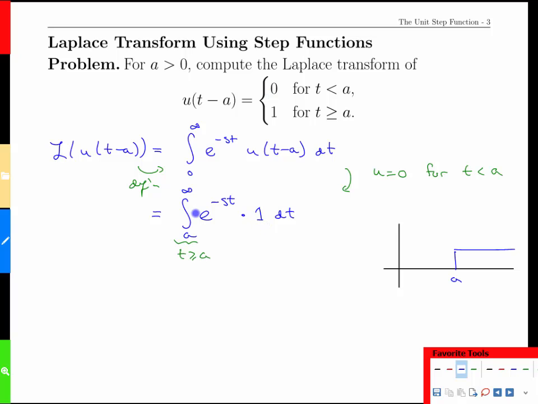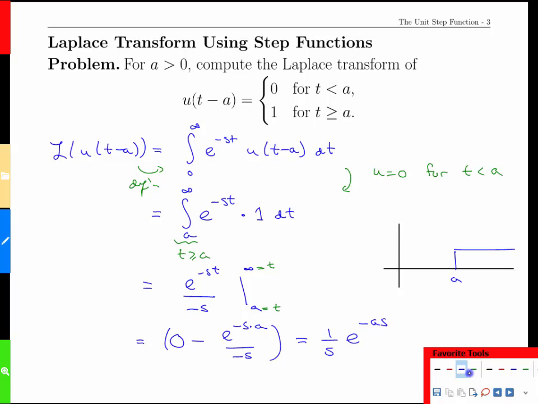Well, this is very straightforward. This is just our regular exponential integral. So we're going to have e to the minus st over minus s between a and infinity, and again playing fast and loose with our improper integrals. If we evaluate this as our time value goes towards infinity, we're going to get a 0 minus e to the minus s times a, again recalling that these are t values, and all that divided by negative s, and that's going to give us 1 over s e to the minus a s.